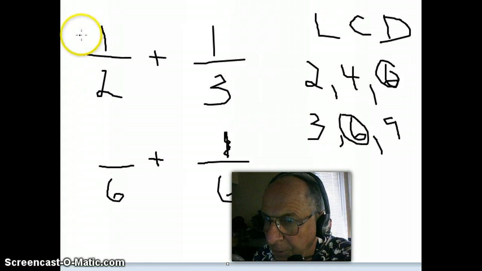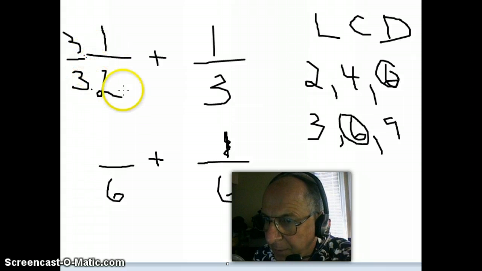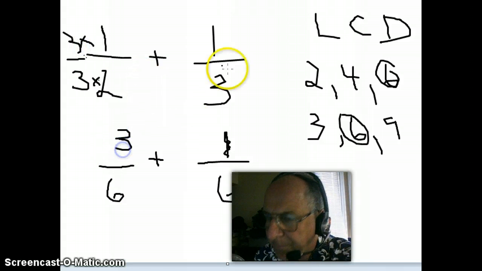And so what I'd like to do is to try to figure out what I would multiply both of these by in order to make a 6. Notice that it has to be the same number that you're multiplying them by. 3 over 3. 3 times 2 in the denominator gives us the 6. And then 3 times 1 is, of course, 3, which is our new numerator.